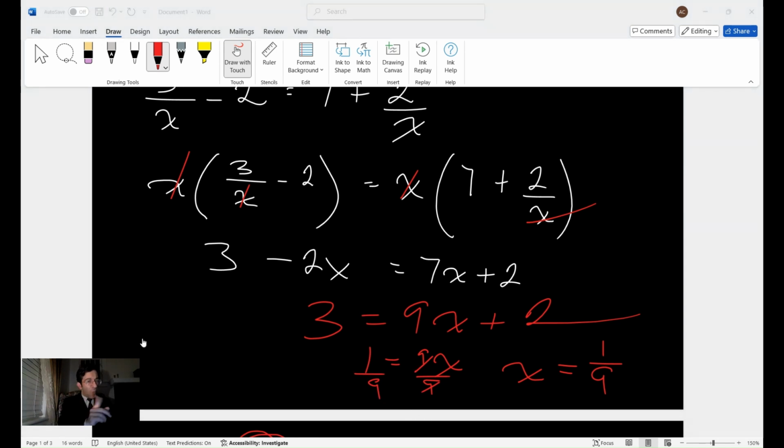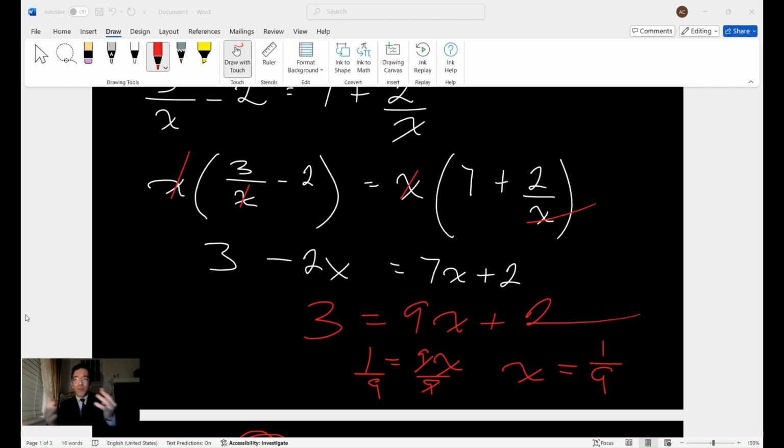However, I have a warning for you. Whenever you solve an equation that has variables in the denominators, please check to make sure that your solutions do not make any of those denominators zero. Why would I say that? It is illegal to divide by zero. You cannot have zero in the denominator, otherwise you get infinity.